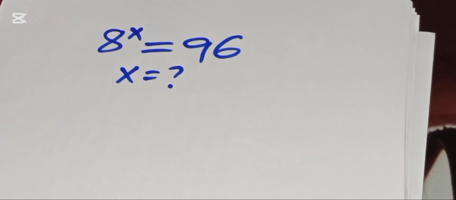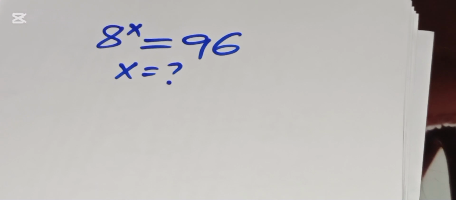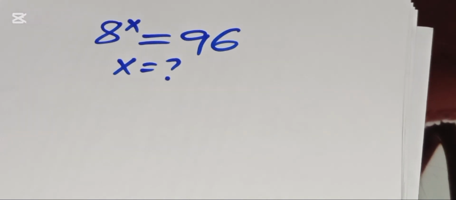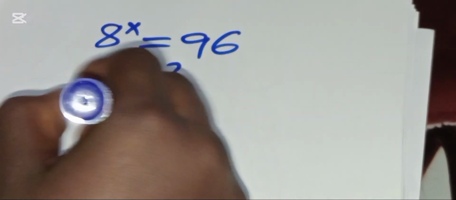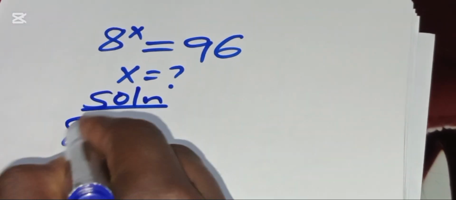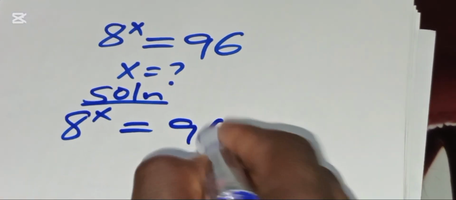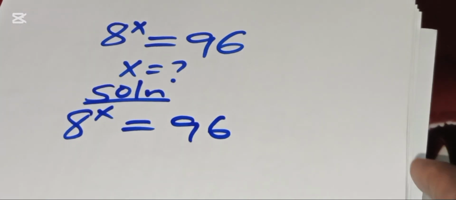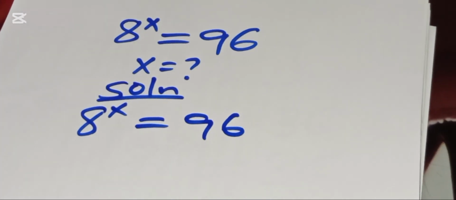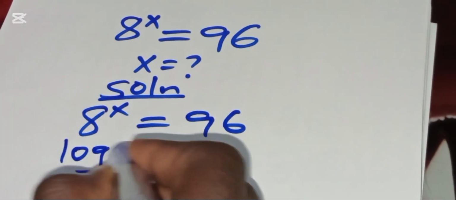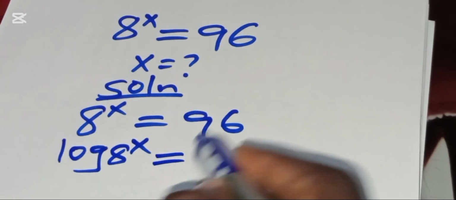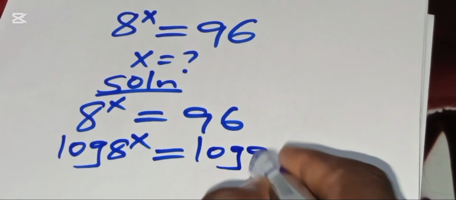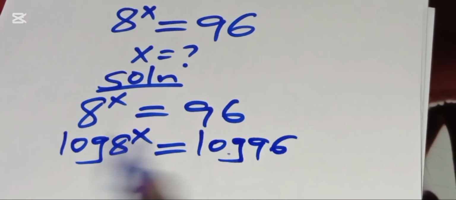Let's provide a solution given this nice exponential equation. What is the value of x? From what we have, 8 raised to power x is equal to 96. So from here, we introduce the natural logarithm on both sides, that is log 8 raised to power x on both sides, we will have log 96. We introduce the logarithm on both sides.